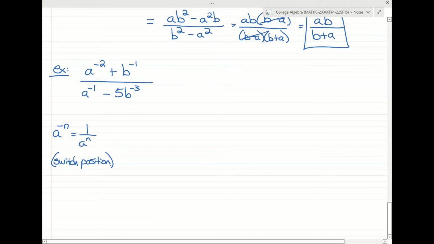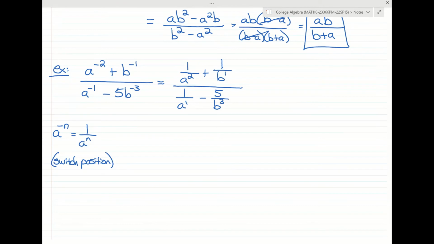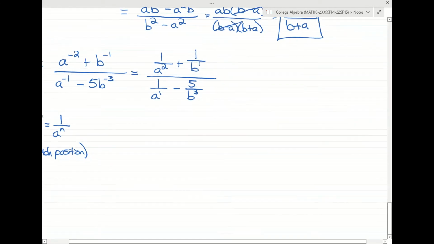So in one step, this is going to be the same thing as the other problem. That step looks like this. We write 1 over a squared plus 1 over b to the first divided by 1 over a to the first minus 5 over b to the third. And now it's just like the other problems. So we'll do the two techniques.